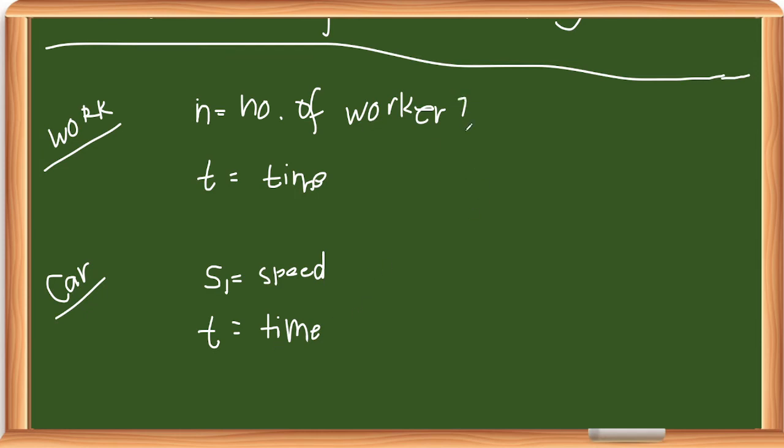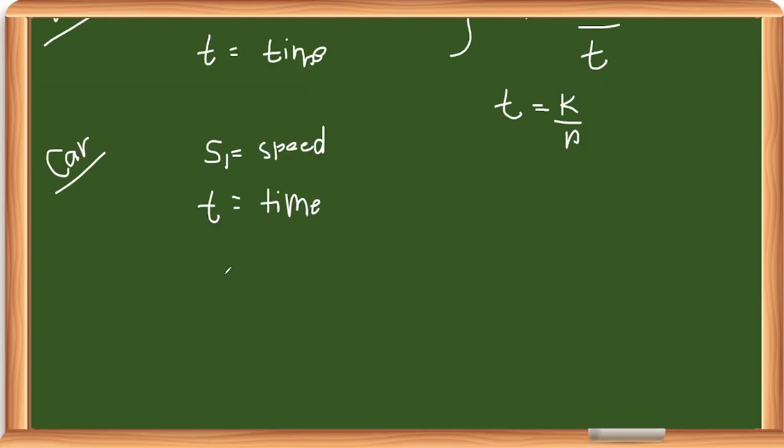So, i-express natin to as S is equal to K over T. Or, T is equal to K over S. Ganon din dito. If you say the speed is inversely proportional or it varies inversely to the time. So S is equal to K over T.